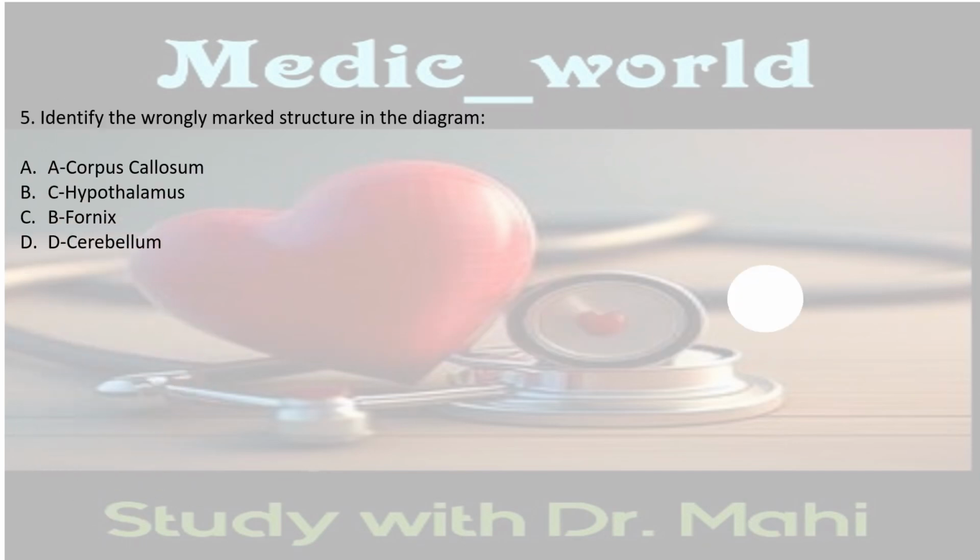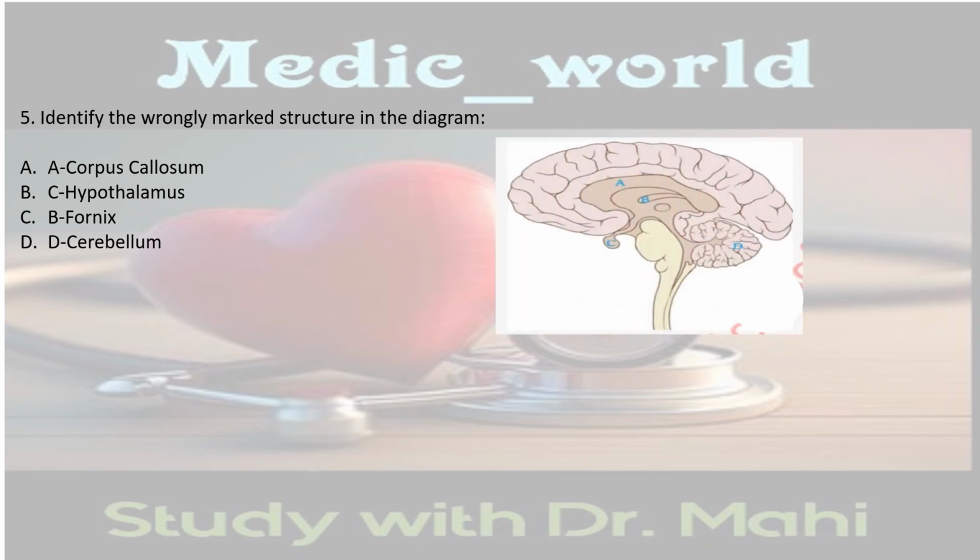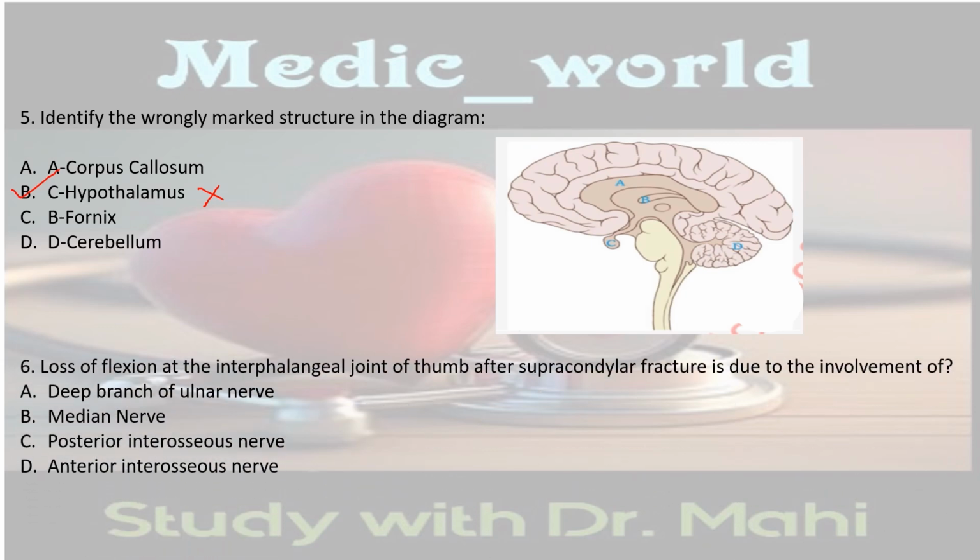Identify the wrongly marked structure in the diagram. Here in the diagram, we have to identify each of the structures first. A is the corpus callosum, B is the fornix, C is the pituitary gland, and D is the cerebellum. Let's see the options. A is corpus callosum, right. C is hypothalamus. No, it is the wrong one because it is the pituitary gland. So the answer is B. Let's see other options. B is fornix, right. D is cerebellum, right.